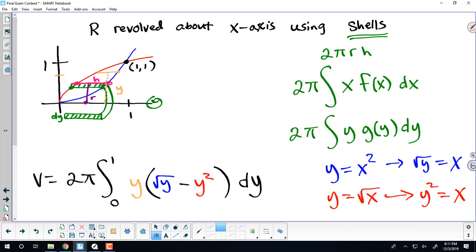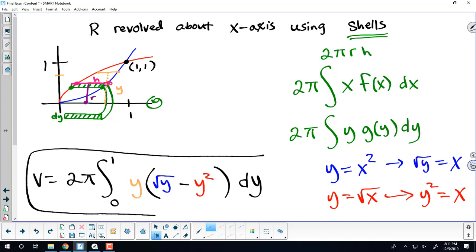And that's revolved around the x-axis. Correct. Shells are always parallel to the axis of revolution.